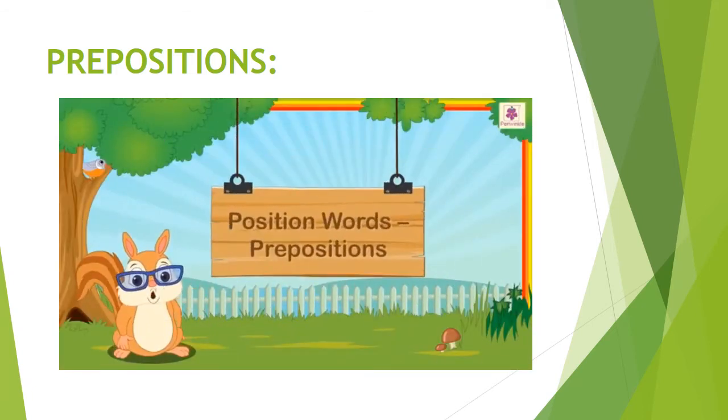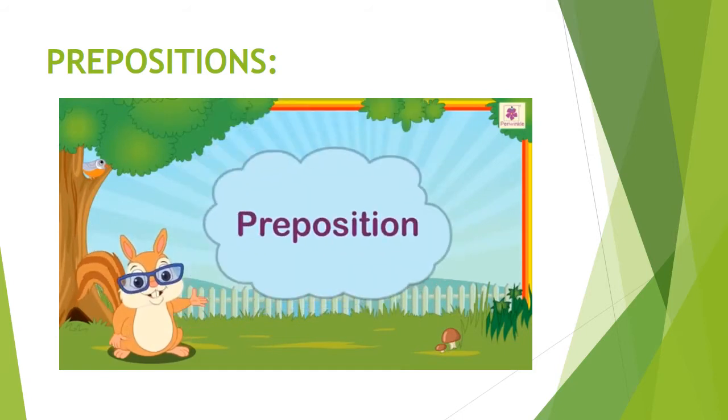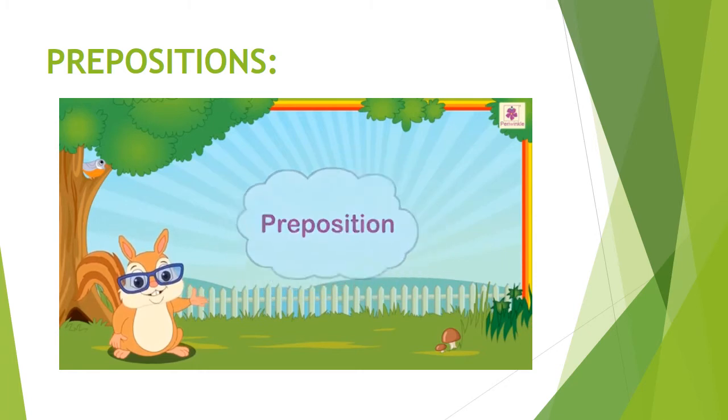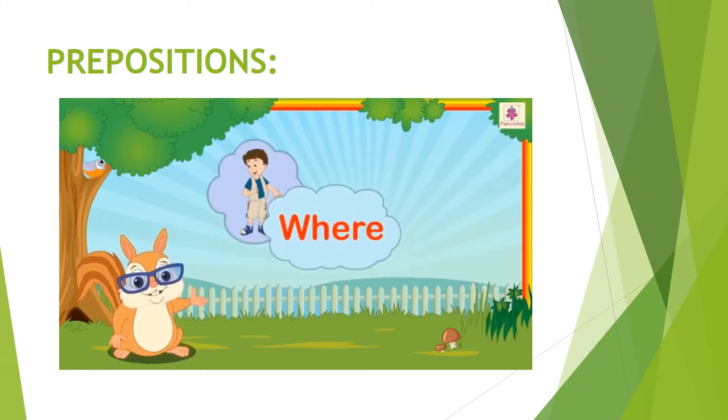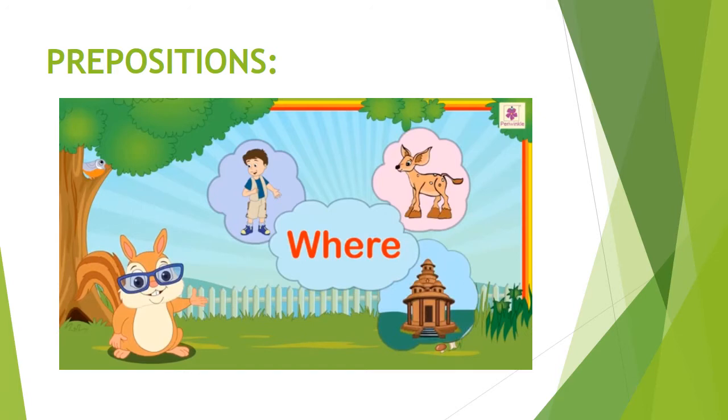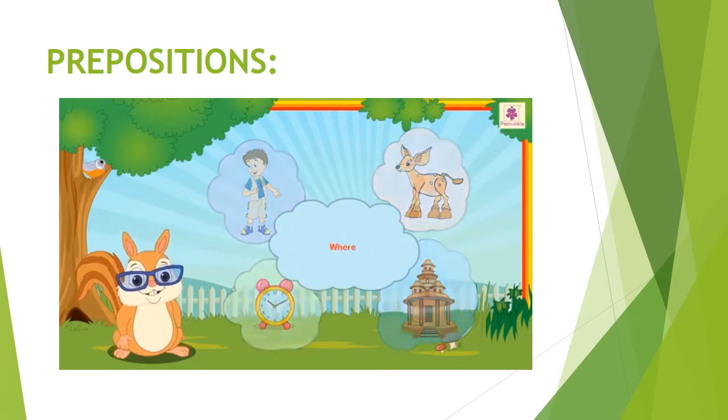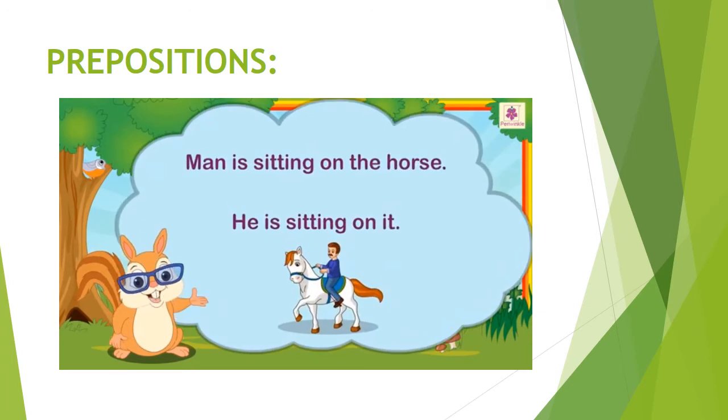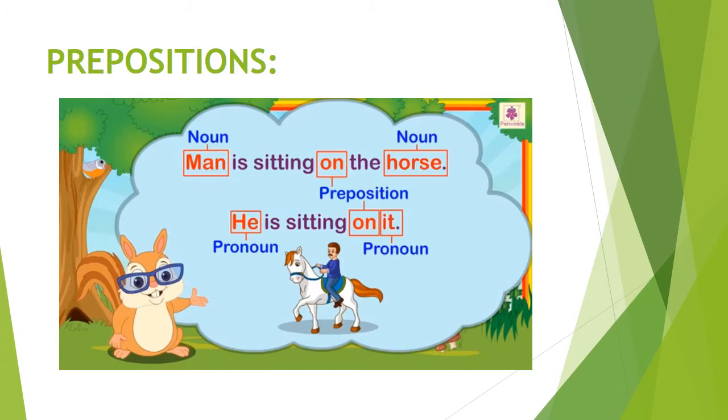Position words, prepositions. Do you know what a preposition is? A preposition is a word that tells us where a person, an animal, a place, or a thing is. In this way, preposition words connect a noun or a pronoun to another noun or pronoun.